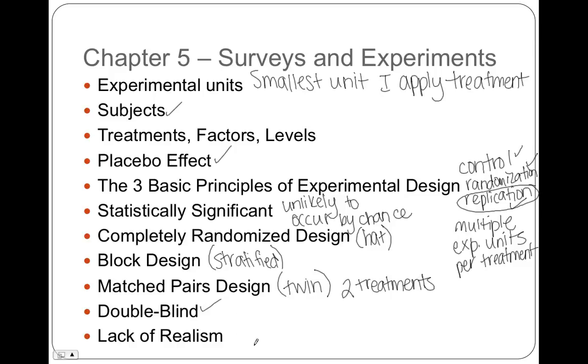We're usually pretty okay with double blind. Double blind means neither the person receiving the treatment nor the person administering the treatment knows which treatment that the experimental units are getting. And then lack of realism, we just talked about recently. What that means is sometimes in an experimental condition, things don't play out the way they do in the real world. And so the conclusions we draw in a lab don't necessarily extend to the real world.